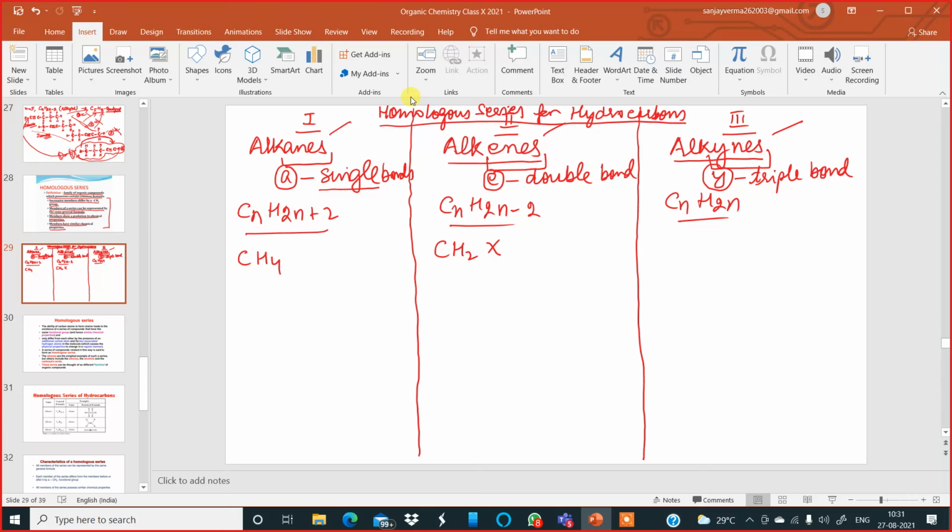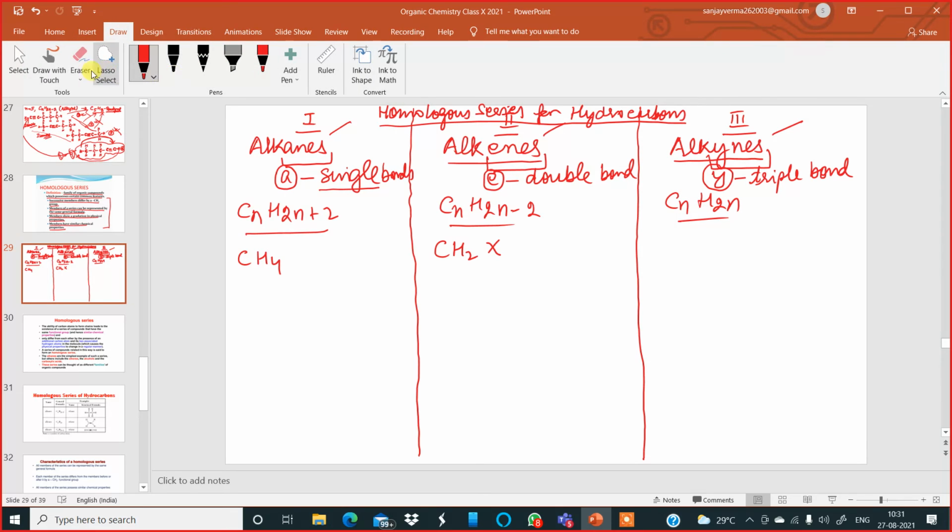Oh, sorry. Just a second. Let me do the correction. So this one is wrong. Now here it will be 2n minus 2. Correct. Now here if I put n equal to 1, I'll get CH0. This is also not possible. This CH4 is called methane.